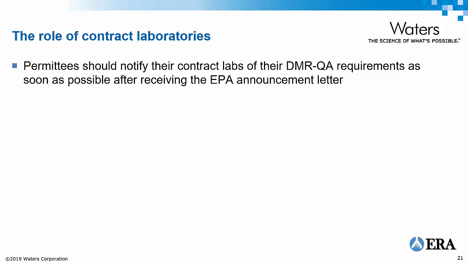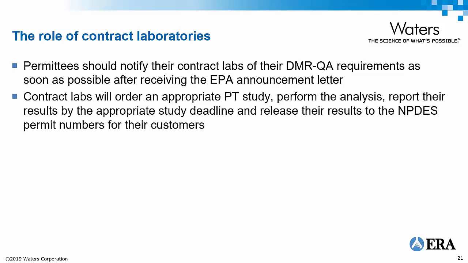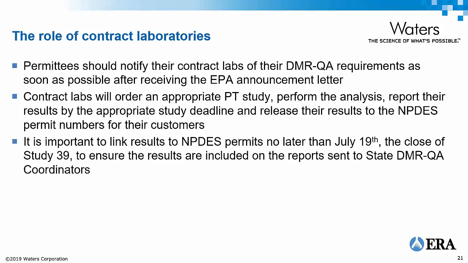Contract labs, they will simply order an appropriate PT study. They'll perform the analysis. They'll report their results by the appropriate study deadline, just like we looked at. They'll release or link their results to the NPDES permit numbers for their customers. Simple as that. It's very important for the permittees and for the contract labs to know that all of the linking of results to the permits should occur no later than July 19th. That's the close of the DMR-QA study this year, and this will ensure the results are included on the graded reports that ERA sends to the State DMR-QA Coordinators.